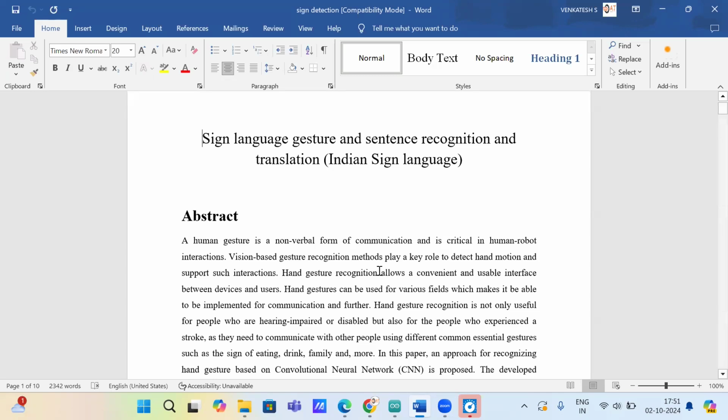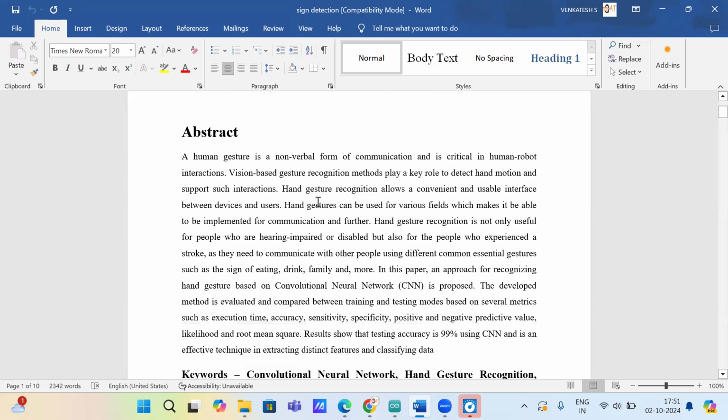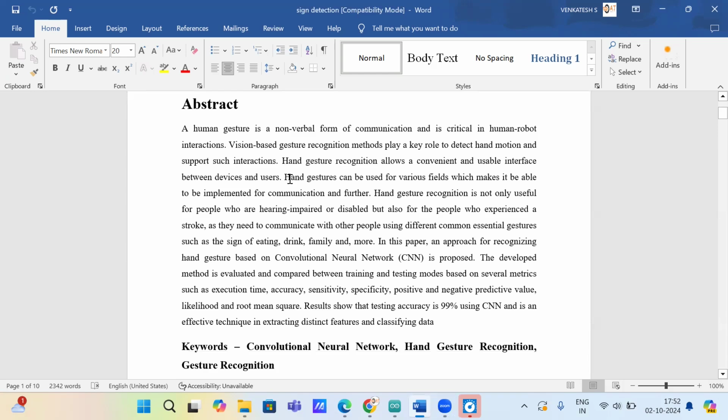Today, we're going to see sign language gestures and sentence recognition and translation in Indian Sign Language. Our abstract: human gesture is a non-verbal form of communication and critical in human-robot interaction. Vision-based gesture recognition methods play a key role in detecting hand motion and supporting such interaction. Hand gesture recognition allows a convenient, usable interface between devices and users.